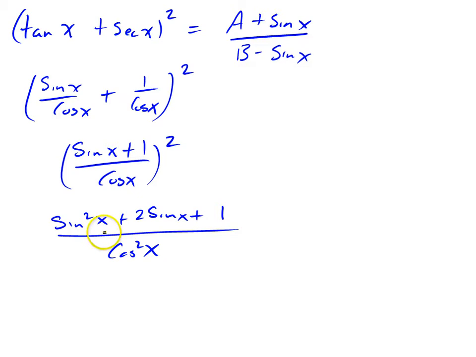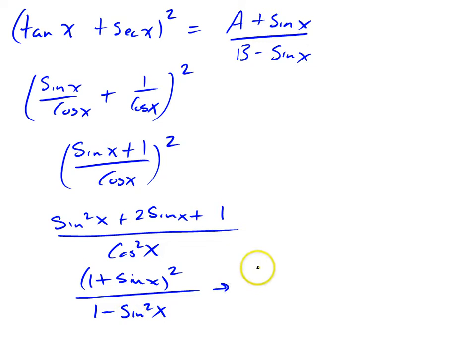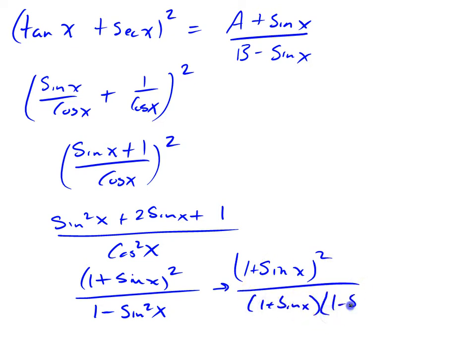Let's rewrite that numerator as just 1 plus sine x squared. So the numerator is 1 plus sine x squared. The denominator is cosine squared x. That's actually 1 minus sine squared x, Pythagorean relationship. And then I can factor that. So over here, I've got 1 plus sine x squared on the top, and on the bottom it's 1 plus sine x times 1 minus sine x.